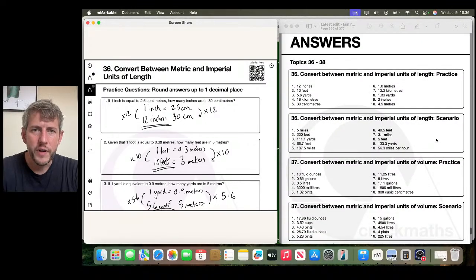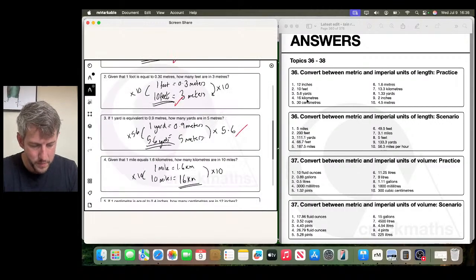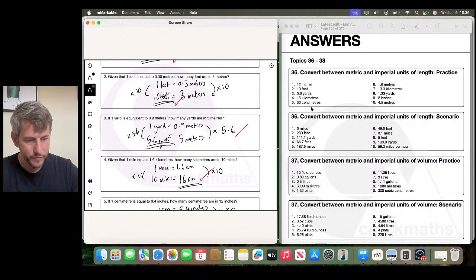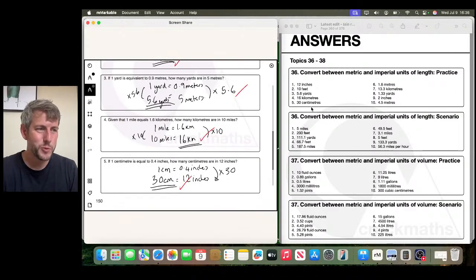So here we go, 36. Yep, 12 inches. Perfect. 10 feet. Yep. 5.6 yards. Yep, we can see that's there. What have we got here? 16 kilometres. Great. And 30 centimetres. Perfect. Excellent. So that is all good.